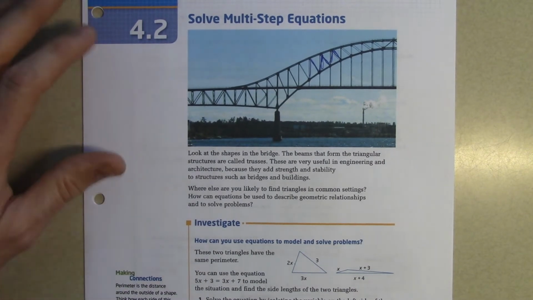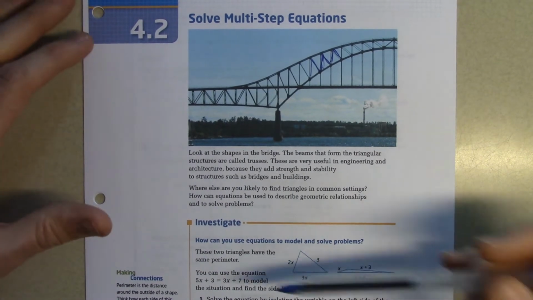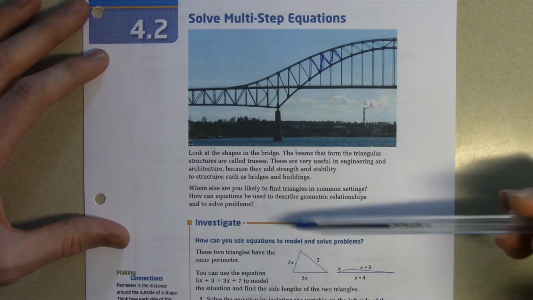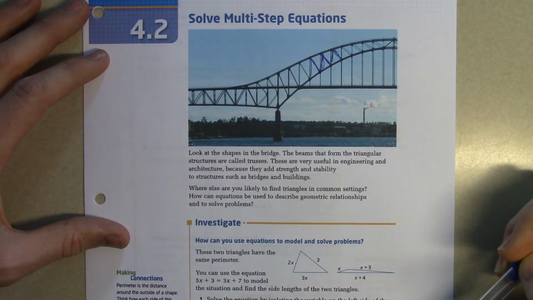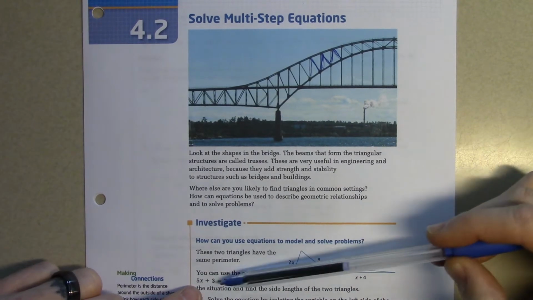So these two triangles, here and here, have the same perimeter. So we all know what perimeter is. It's the addition of all three sides. Okay, you can use the equation 5x plus 3 is equal to 3x plus 7 to model the situation and find the side lengths of the two triangles. So let's see, where does he get the 5x from?